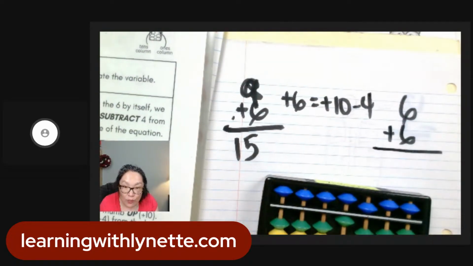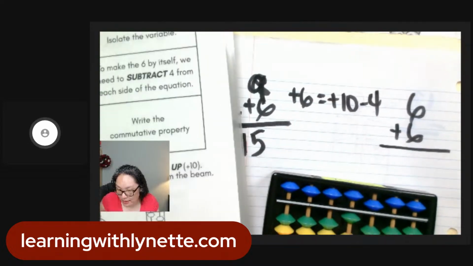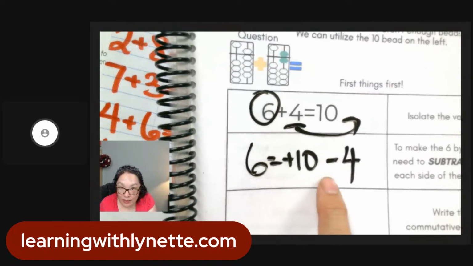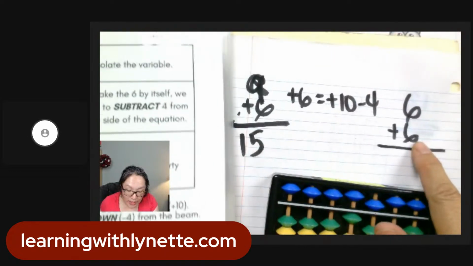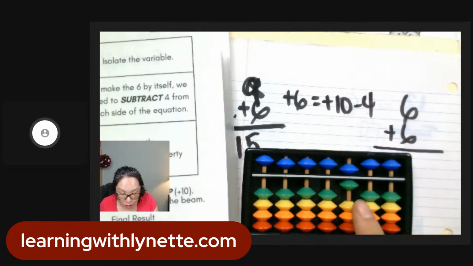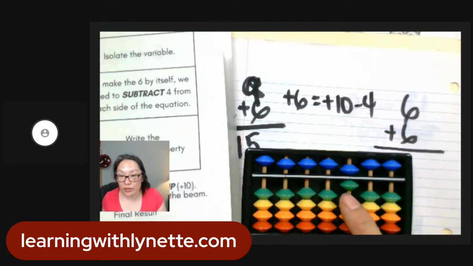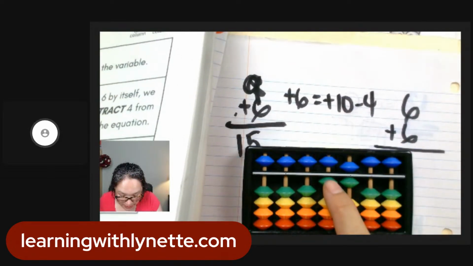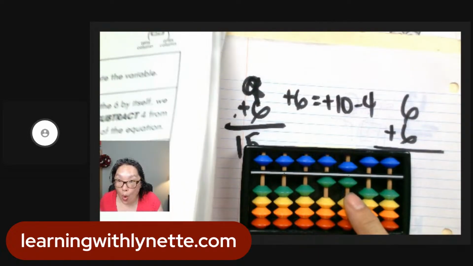And again, we don't memorize doubles. What we do memorize is our formula. It is plus the 10 minus the 4. When I look at this, I know that I'm going to have a 6. Now I'm going to plus the 6. I don't have enough beads to plus the 6. I need to plus the 10 minus the 4. I'm going to plus the 10, take away the 4.